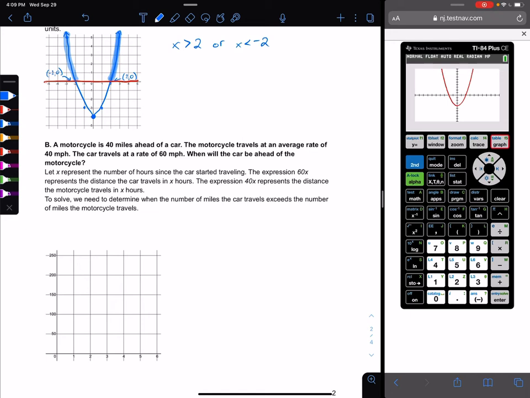So we're going to let X represent the number of hours. I'm reading this part here: let X represent the number of hours since the car started traveling. The expression 60X represents the distance the car travels in X hours, right? So if we have 60X, that's 60 miles per hour, and X being the hours, we could easily figure out how far that car traveled. Now, for the motorcycle, the expression 40X represents the distance the motorcycle traveled in X hours. So this would be the car, and the motorcycle, I'm actually going to change the color, that would be 40X.